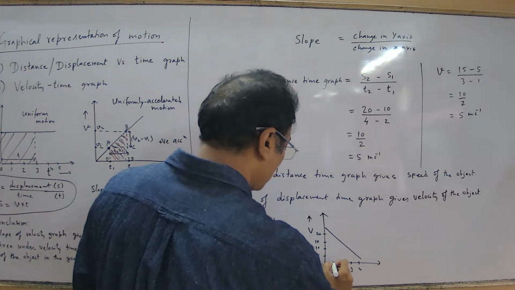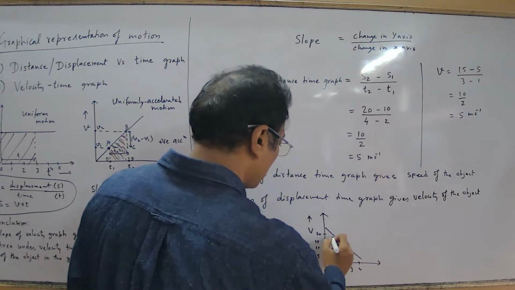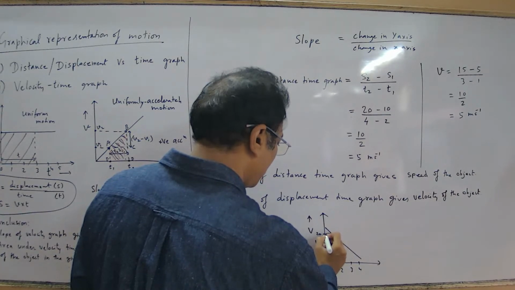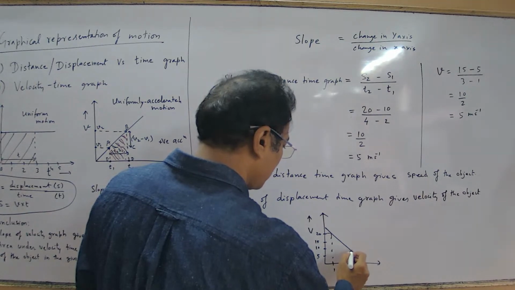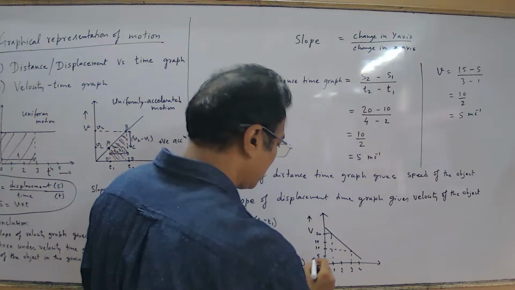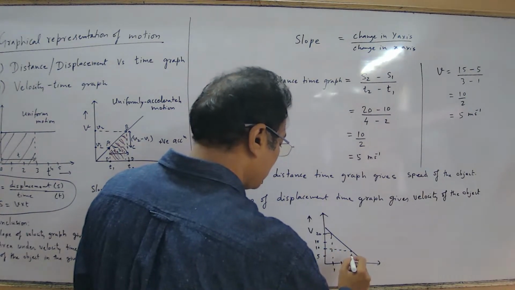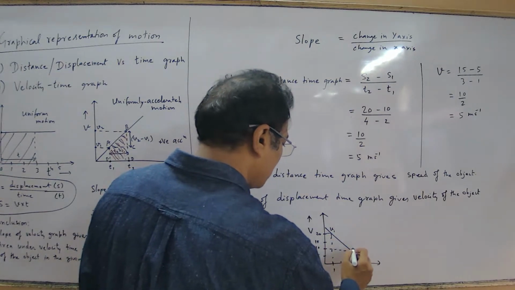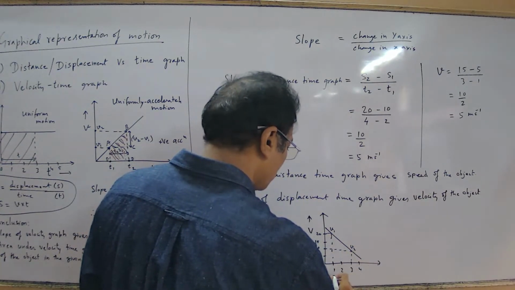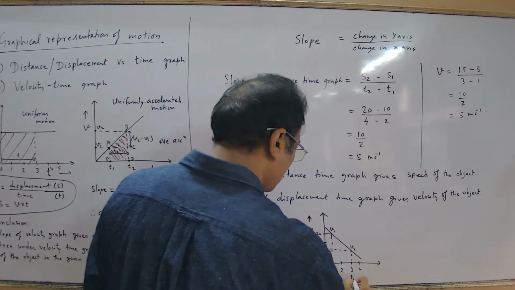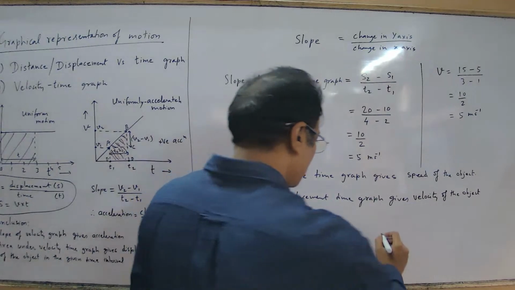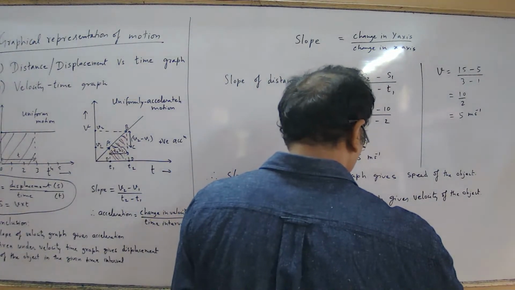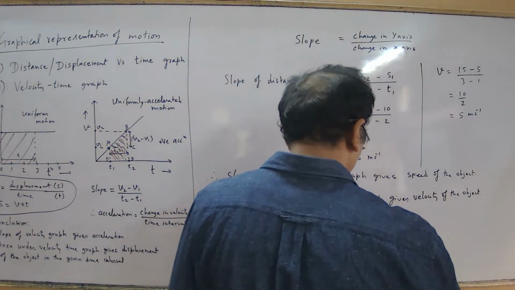Now at 1, what is the velocity? 20, right? At 3 seconds, what is the velocity? 10, isn't it? So this is V1 now, and this is V2. This is T1 and this is T2. So what is acceleration in this case?